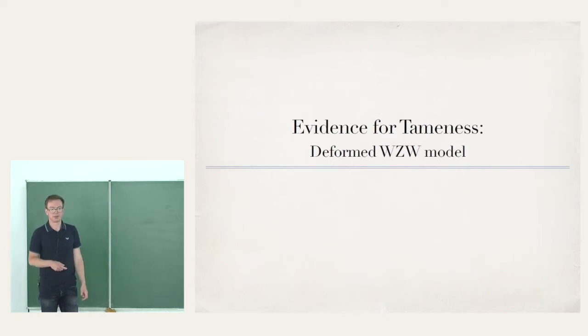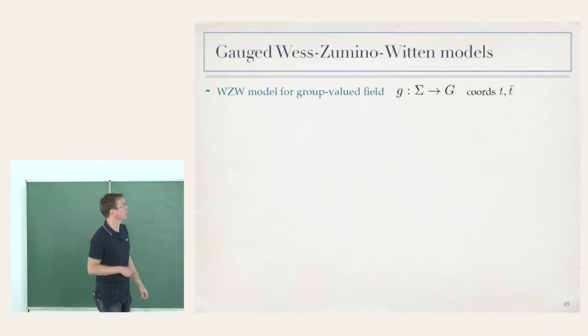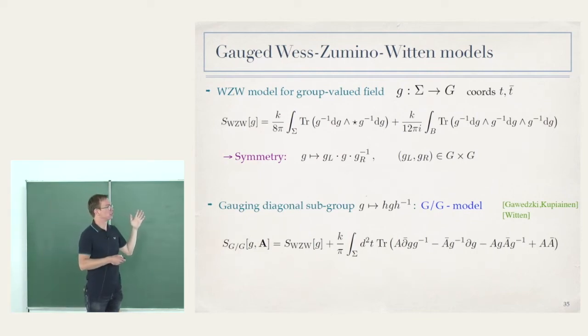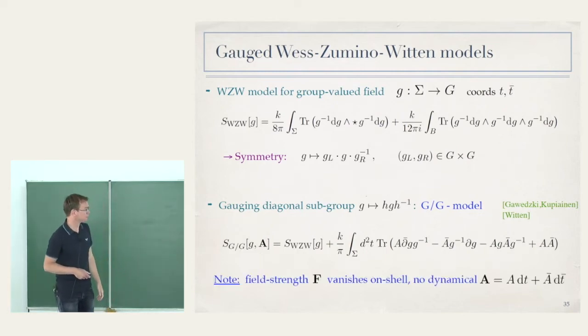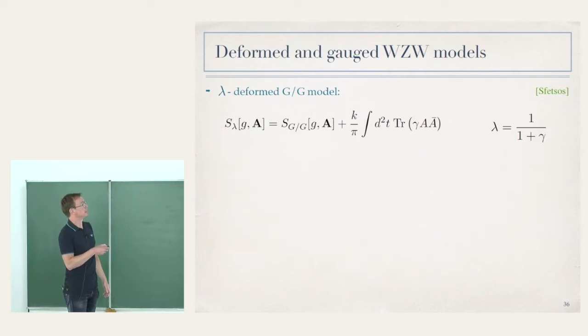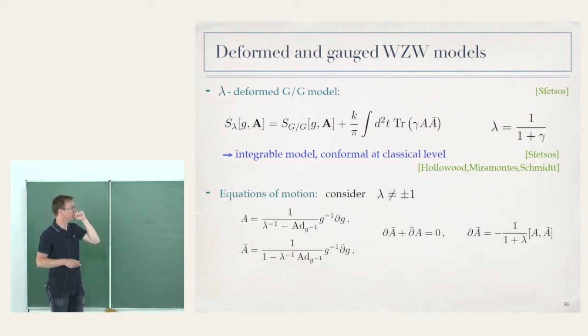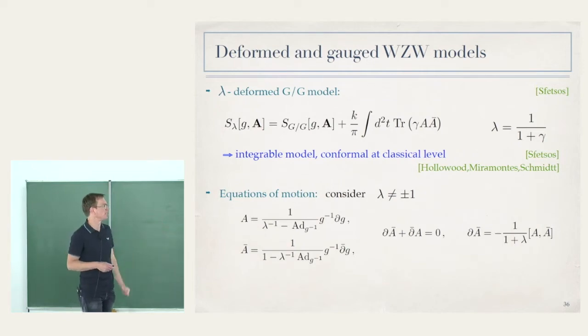And finally, in the last 3 minutes, I wanted to tell you a little bit of evidence from this deformed Wess-Zumino-Witten model. So I can skip this. You start with a Wess-Zumino-Witten model, and you gauge the diagonal subgroup, which is this G over G model. And then I think in 2014 or so, a deformation was introduced by Sfetsos, which turns this into a much more interesting model, because it can have a non-trivial field-dependent coupling. And then it's still an integrable model with some classical conformal symmetry. And here are its equations of motion if you rewrite them in an appropriate form.